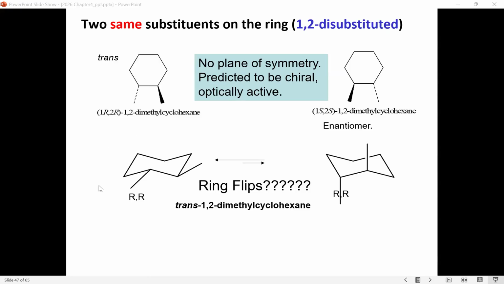will stay in the di-equatorial positions. So 99% of the time, this is a chiral molecule, which means the original cyclohexene structure is also chiral. The planar structure is also chiral.